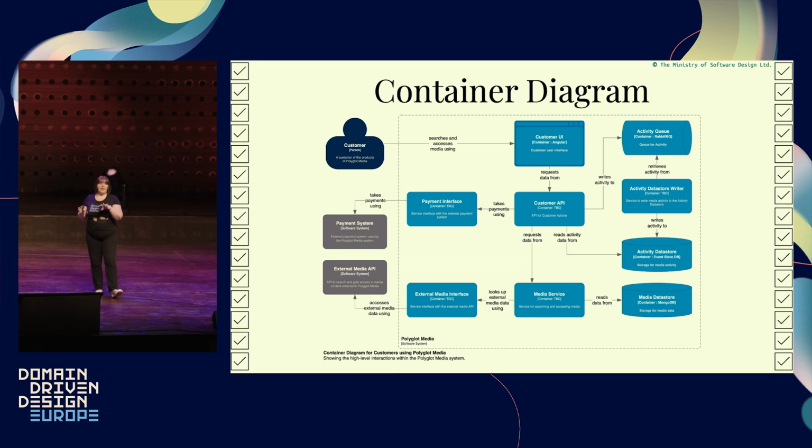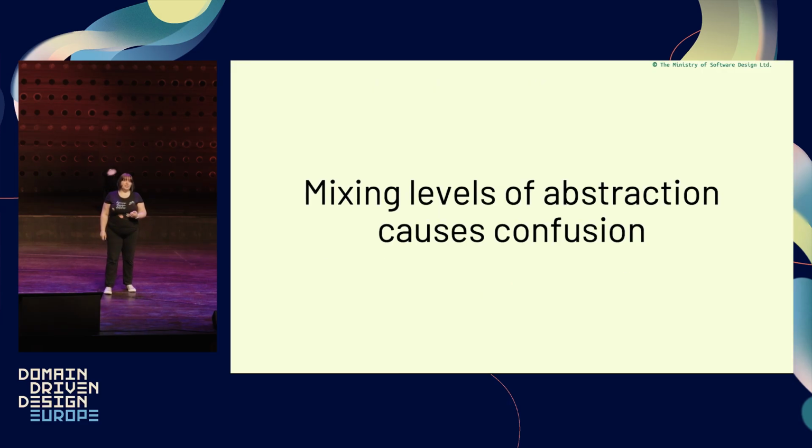So what we're looking at here is going down a level, but also thinking, what do we really need? What questions are we answering with this diagram? And you should not be answering every single question with one diagram, because that's when we get these types of diagram that I showed you at the beginning. So mixing those levels of abstraction causes confusion. Do it very, very carefully.